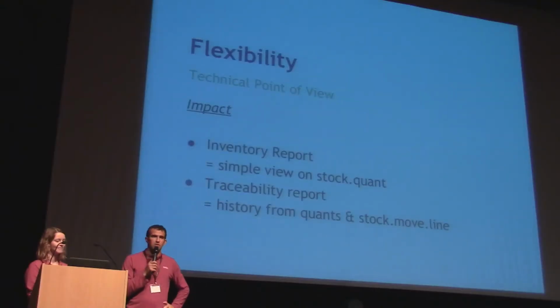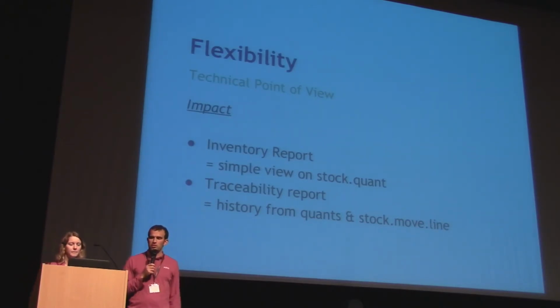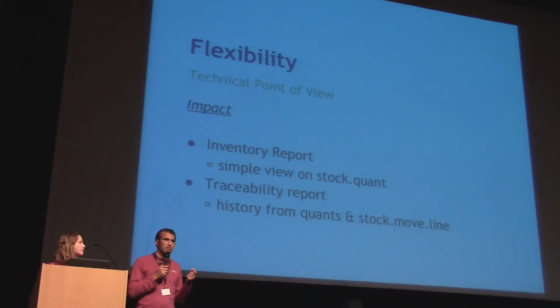So the advantage is that as you don't have split quants, you have an inventory report which is just the quants, in fact, which are not split anymore, so that's easier for that report. What had to be done, and that's different from before, is that you don't have the link anymore between moves and quants. So we need to create a traceability report, which is going to create it on the fly.